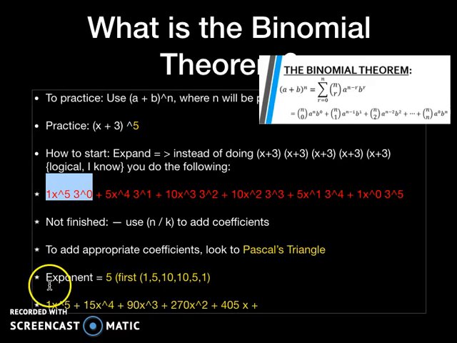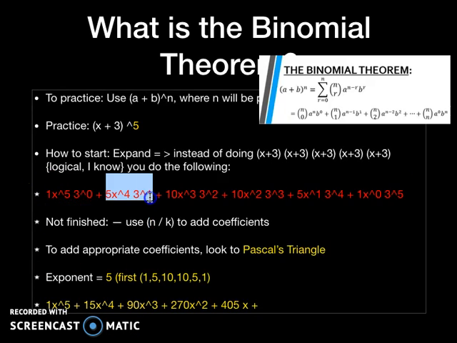So the 1 is just I multiplied it with this, and I still got 1x to the 5th. I left the x to the 5th alone, and I multiplied this 1 by this 1. For the second one, I did kind of the same thing, but instead of doing 3 to the 0, I did 3 to the 1, which is 3, and I got 15x to the 4, because I multiplied this 3 that I simplified by the 5, and I got 15, and so on and so forth.